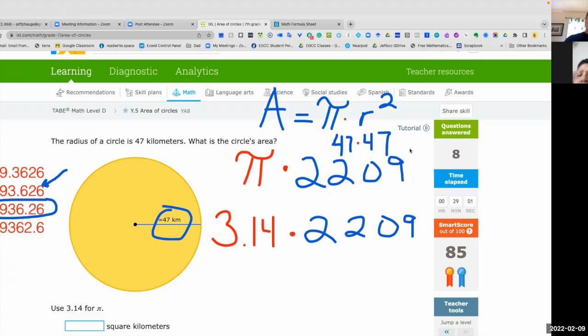Oftentimes, an answer will be something that's on our calculator, but we're not done. So in this problem, we type 47 times 47 in our calculator, and 2209 is the right number to get to, but it's not where we stop. And 2209 could be one of the choices. And it gets very tempting to go, well, it says on my calculator, I must have figured it out. I'm pretty smart.